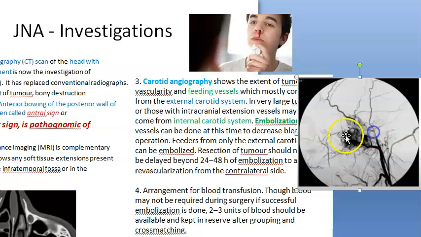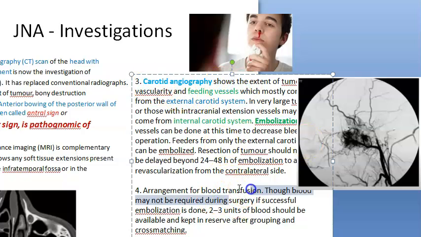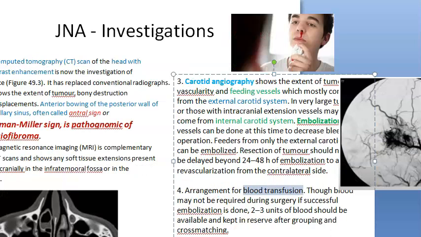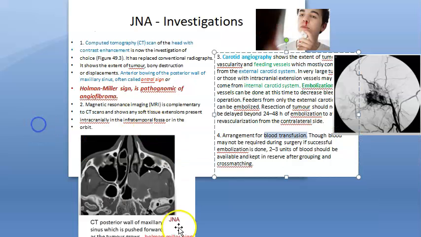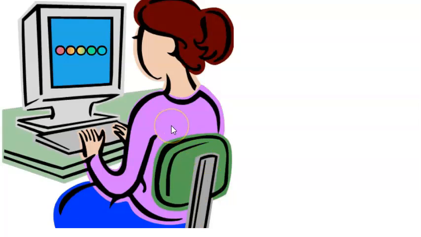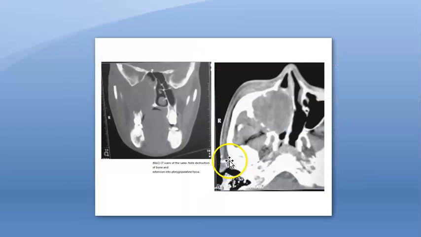Then carotid angiography, like you can see here, you will know which blood vessel is feeding this mass because you can do embolization so that there will be less bleeding. So you can do carotid angiography. Then during this surgery, when they are trying to remove the mass, they can have blood transfusion in case it is needed. They will keep blood ready. So did you get the investigations, guys? You will order CT, MRI, carotid angiography, right? All that you will do.